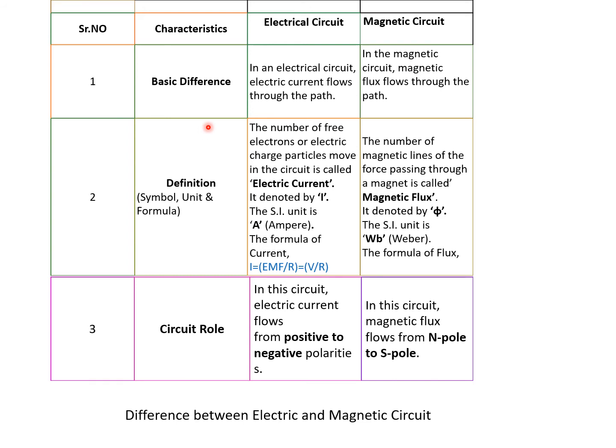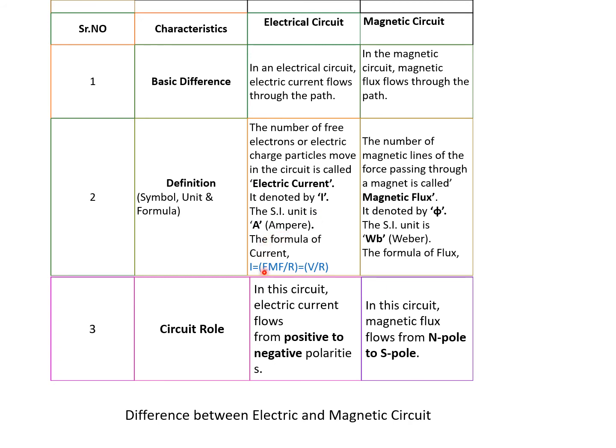The first basic difference is in an electric circuit, the current always flows through the path, and in the magnetic circuit, the magnetic flux flows through the path. It also flows through the path, but both these are closed path. Now write down the definition of electric current. The number of free electrons or electric charge particles which moves in the circuit is called as electric current. It is denoted by I, and the unit is ampere.